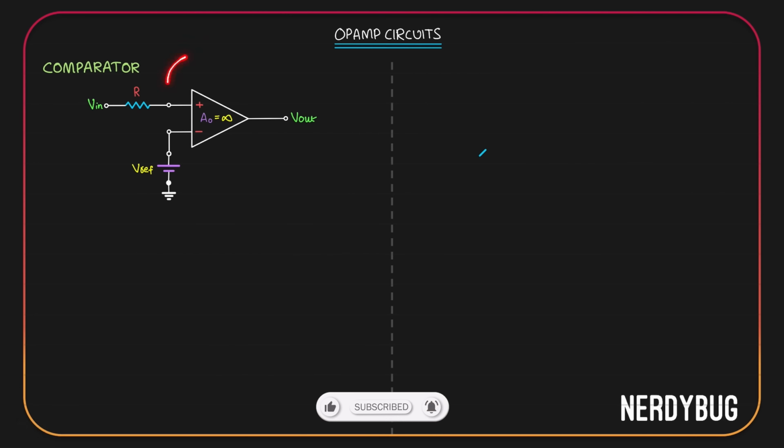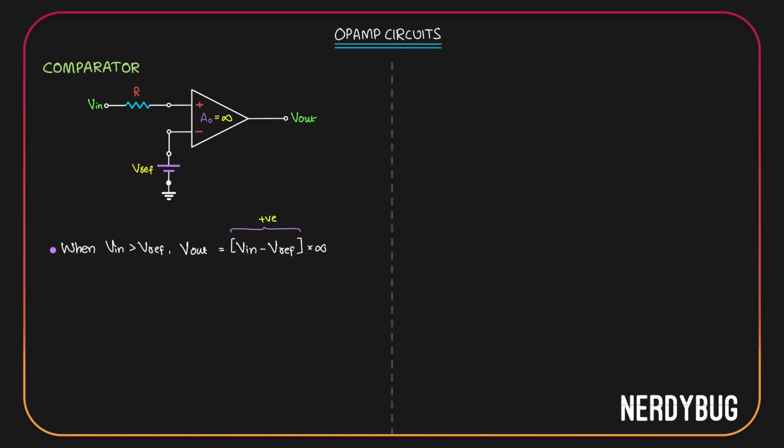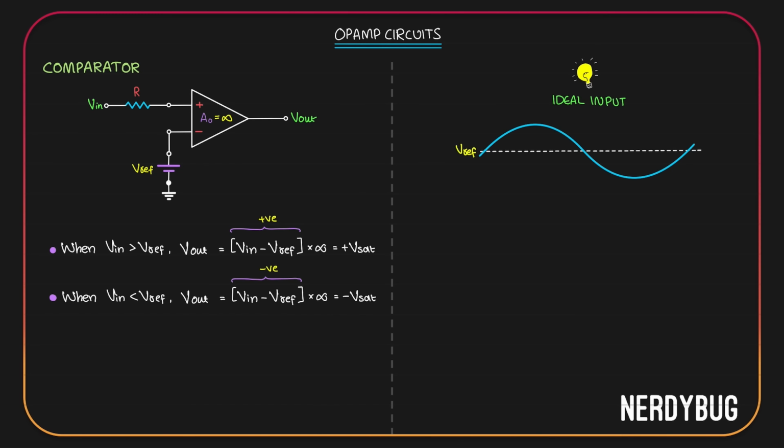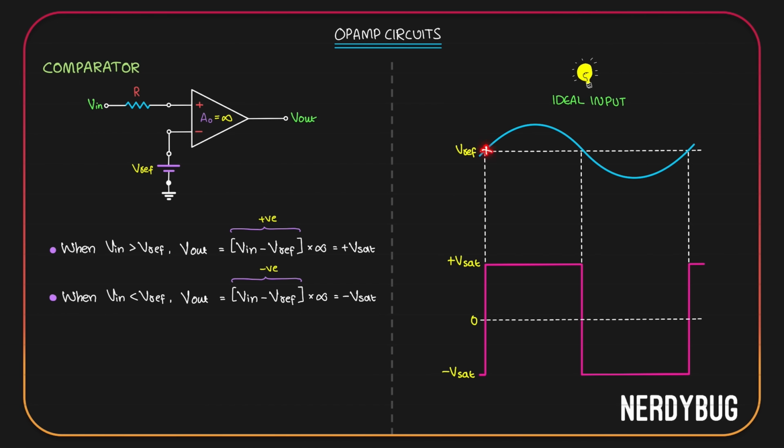Here input is given to the non-inverting terminal, so we have a non-inverting comparator. We learned that if input is greater than the reference voltage, differential input will be positive and therefore output will be positive saturation voltage. When input is less than the reference voltage, differential input will be negative and output will be negative saturation voltage. If we have an ideal sinusoidal input signal like this, and this is the reference voltage, then output will look like this. Every time input crosses the reference voltage, output will change its state.